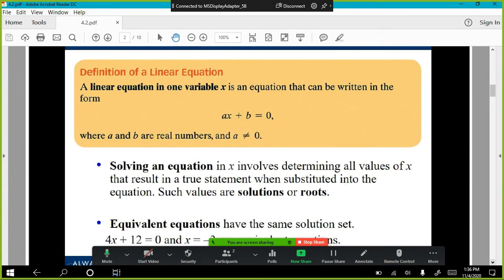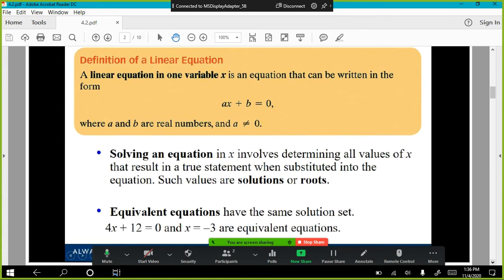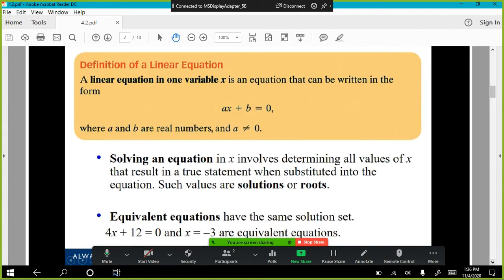A linear equation in one variable x is an equation that can be written in the form. This is what I call the one-step equation or two-step equation. This is a no-brainer. Once we get to this point, solving an equation, everybody needs to be able to do it. You simply add or subtract a number, and then you divide by the number in front of the x. All these equations we want to work down into this two-step no-brainer equation so that we can solve it.